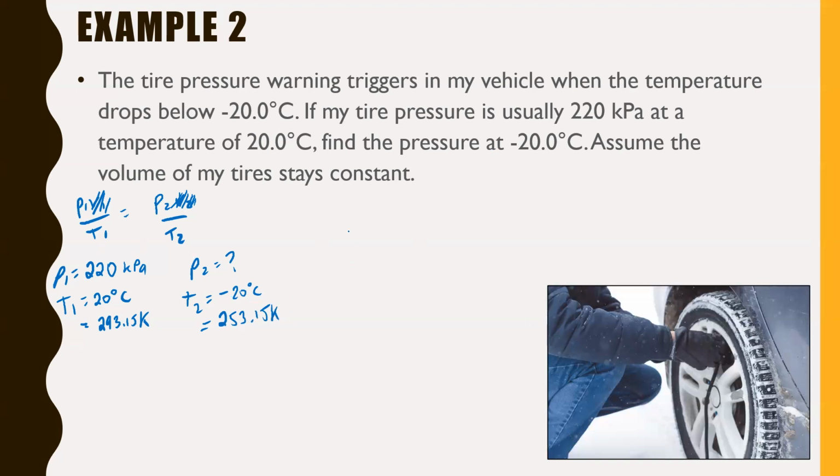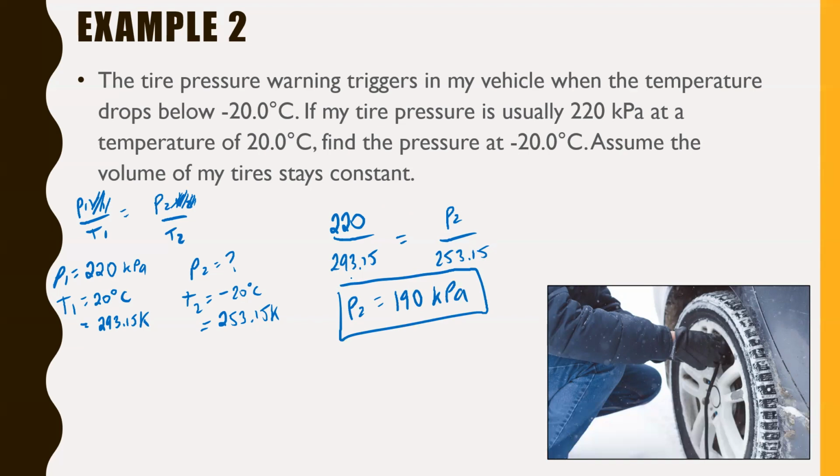Now I can throw those numbers into my P1 over T1 equals P2 over T2 formula. So P1 is 220 over T1, which is 293.15, equals P2 over T2, which is 253.15. To get P2 by itself, we just need to multiply 253.15 on both sides. This gives me P2 equals, and I'm going to have to round quite a bit here because it's like 189 point something. I'm going to round right up to 190 kilopascals.